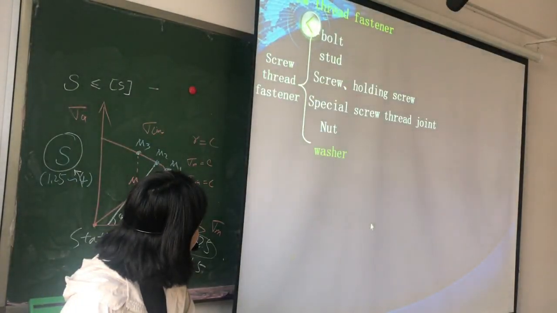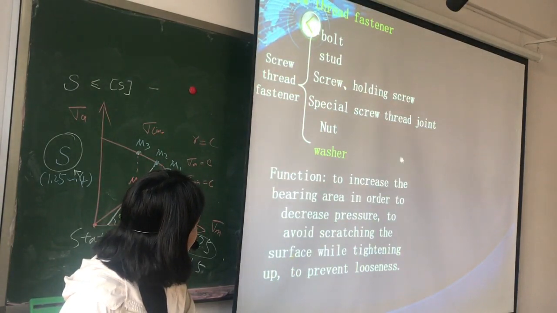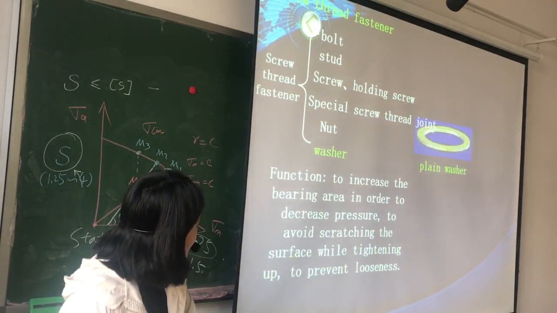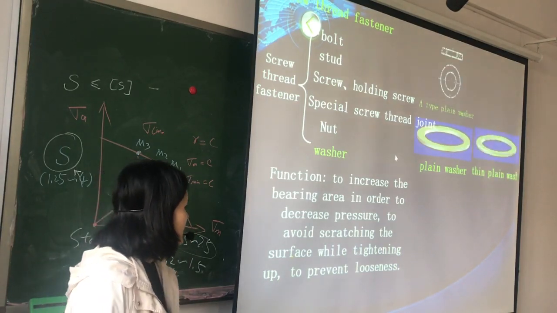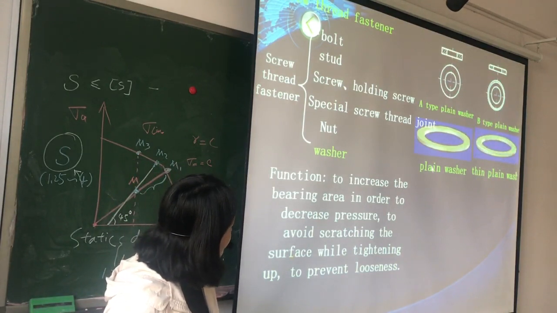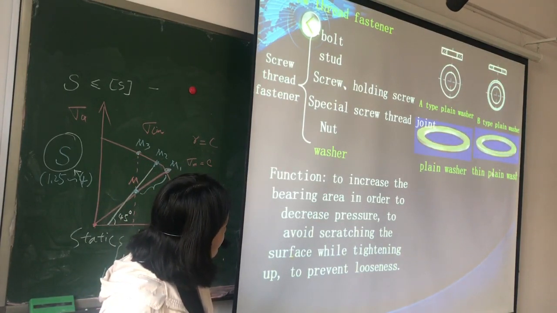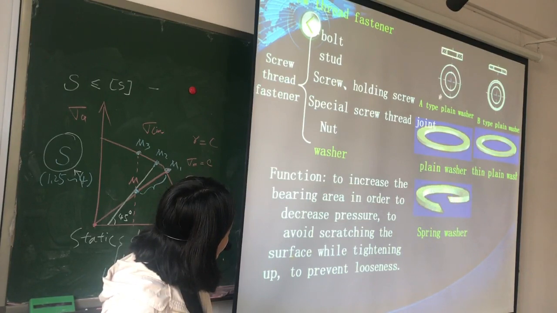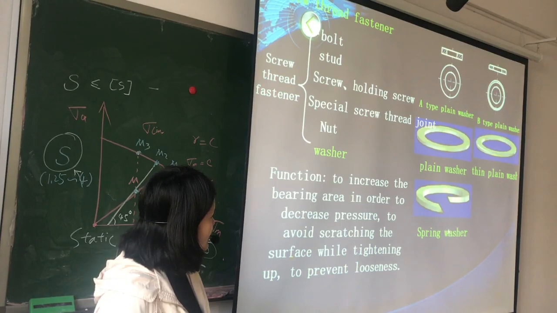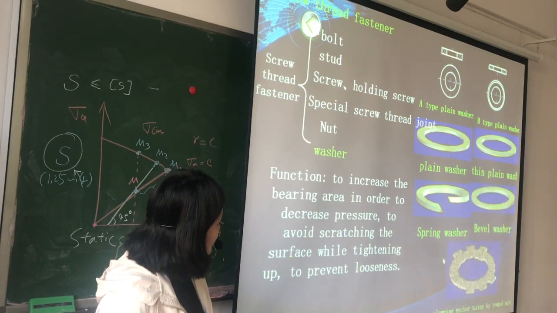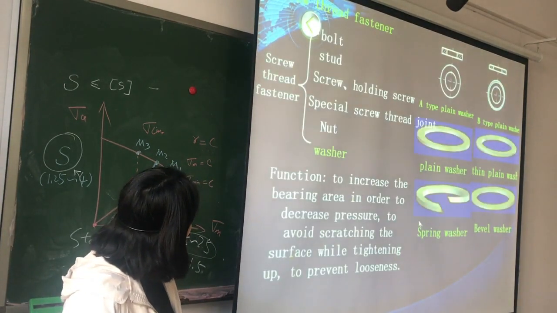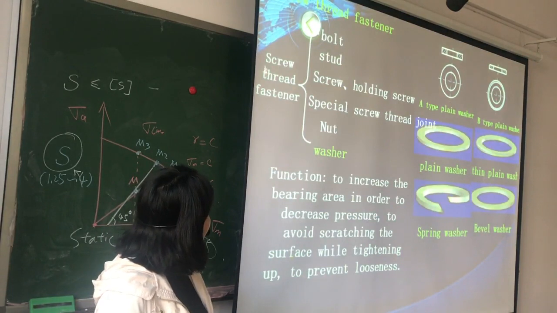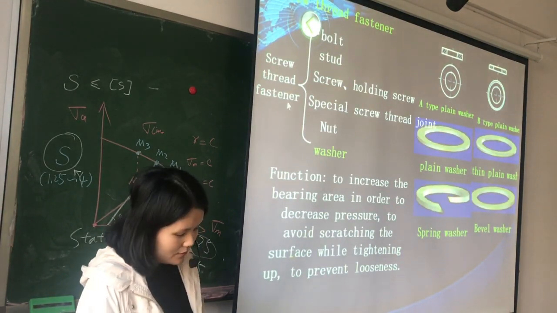Also are the nuts and the washers. The function of washers is to increase the bearing area in order to decrease pressure. This is a plain washer, and this is a thin plain washer. And A type, and this is B type. And these are spring washers. Okay, these are the types of screw thread fasteners.